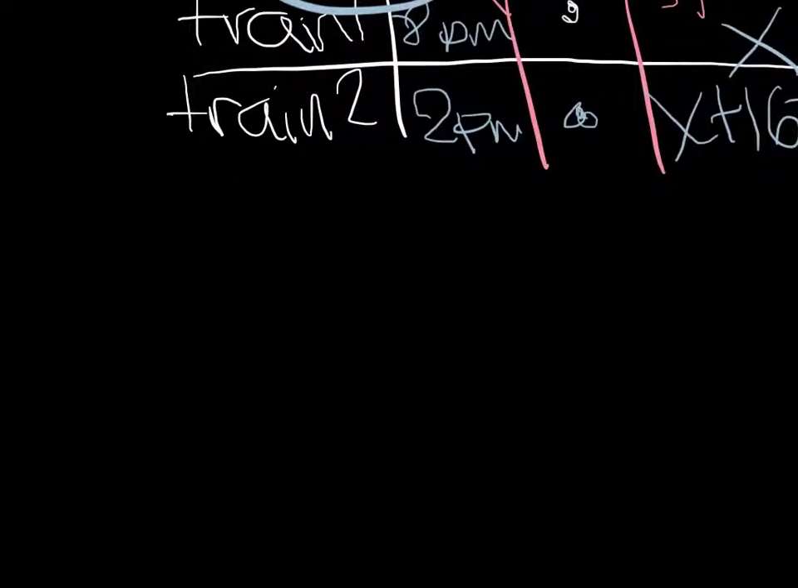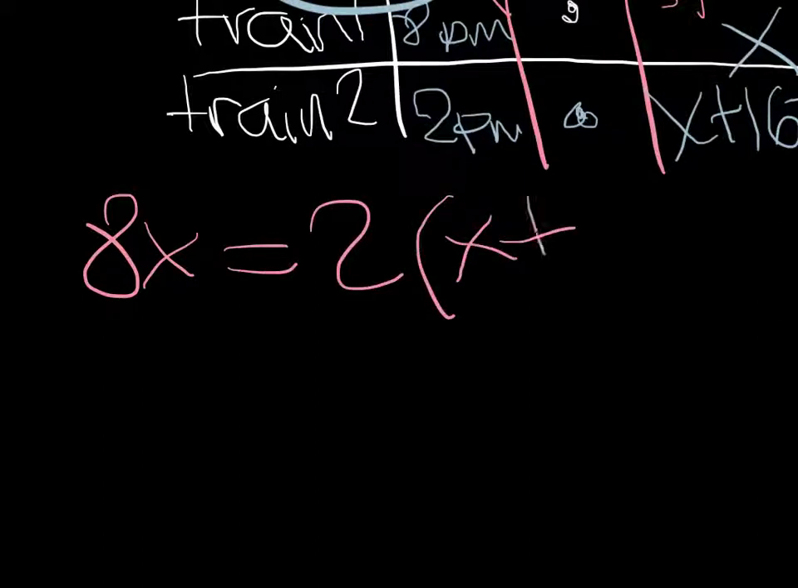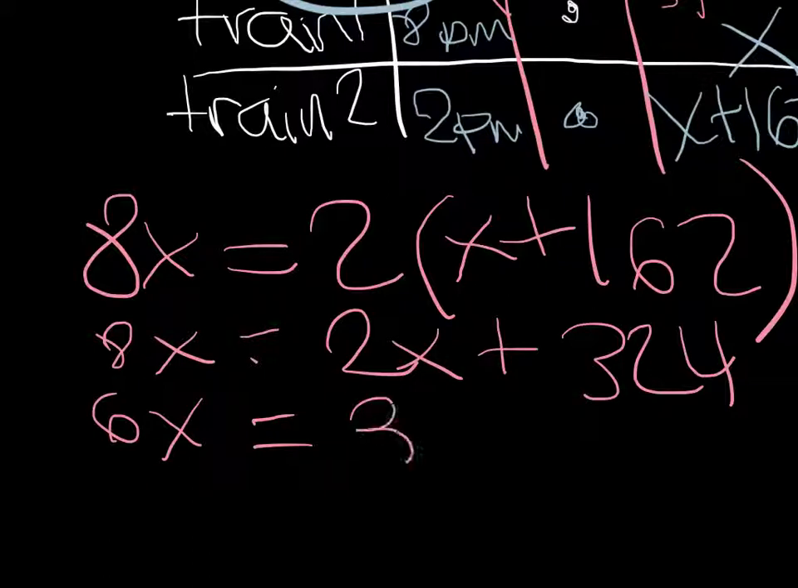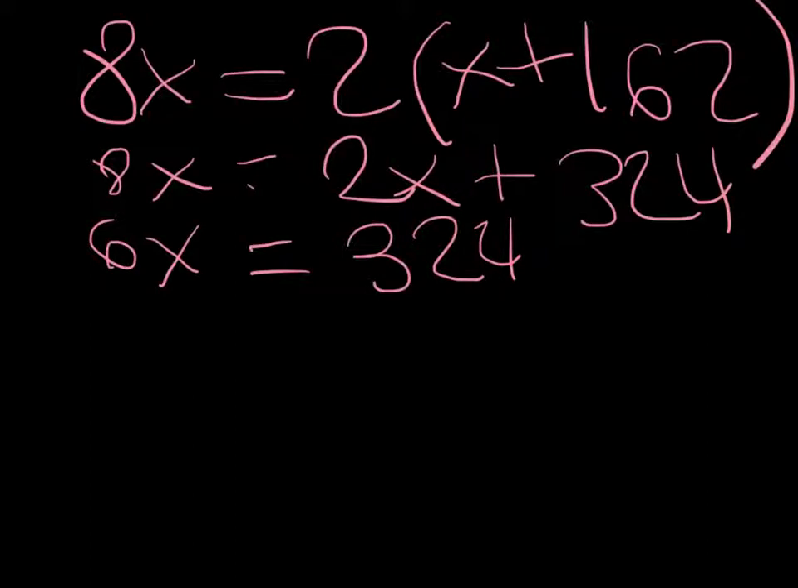So what we know is that when the second train overtakes the first train, they must have traveled the same distance. Because of this, we are going to make both of our equations equal to each other. So we're going to have 8x is equal to 2 times x plus 162. So we get 8x equals, distribute the 2, 2x plus 324. Now we're going to subtract 2x from this side. We get 6x is equal to 324. And now we're going to divide both sides by 6, and x equals 54.